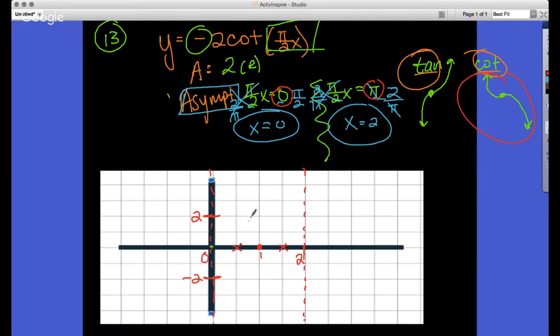Now, as far as rising left, normally we would, but because this is a negative value, it's going to be flipped. So a cotangent that's negative will look like a tangent, and vice versa. If tangent's negative on the outside, it'll look like cotangent. So in this case, we're going to rise to the right. So when I rise right, I'm going up to 2. And when I fall left, I'm going to go down to -2. So it should look like this.